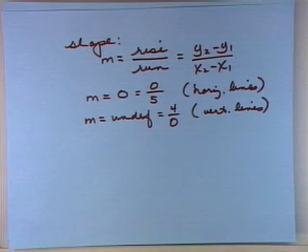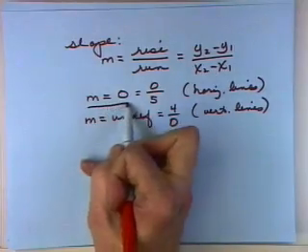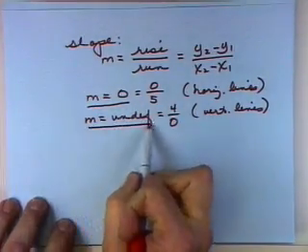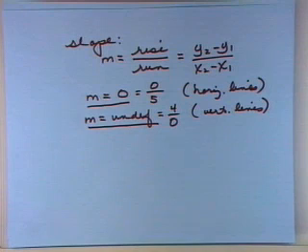So let's not use it, okay? It's either slope 0 for horizontal lines or slope undefined for vertical lines. So we're going to completely throw out the terminology that I used previously, that I will not use again. Okay? Slope 0 or slope undefined.